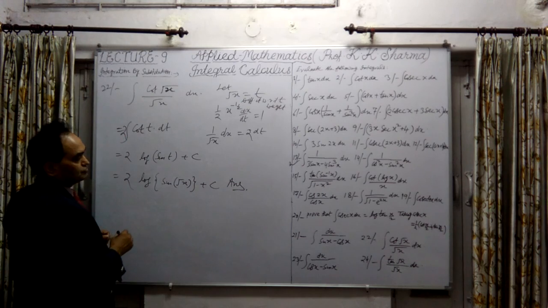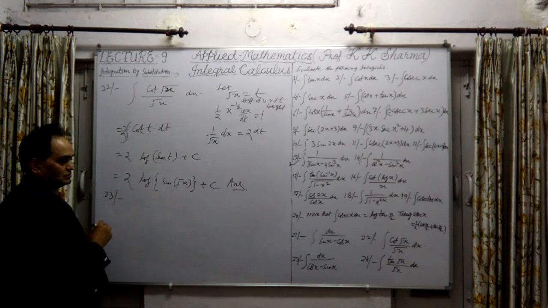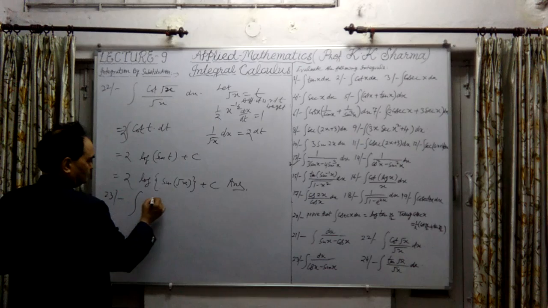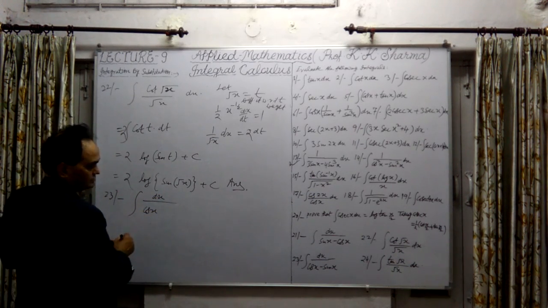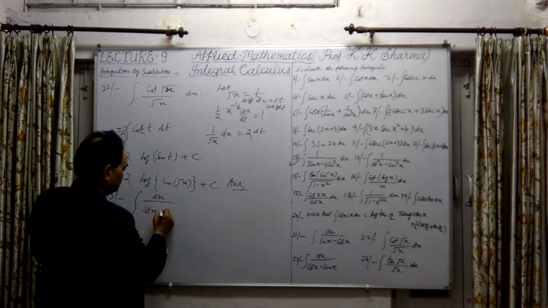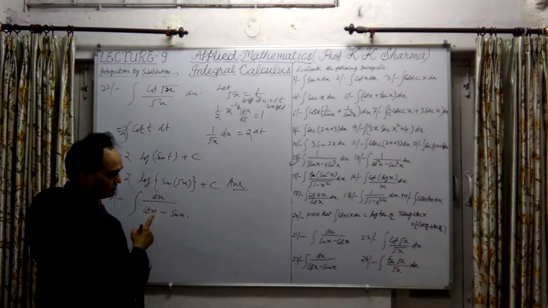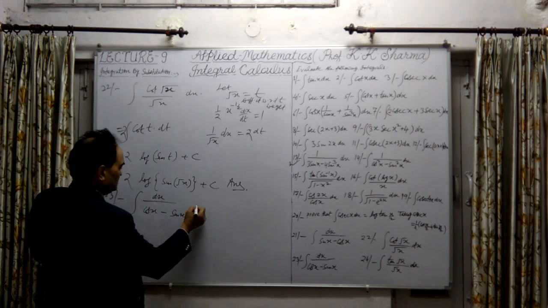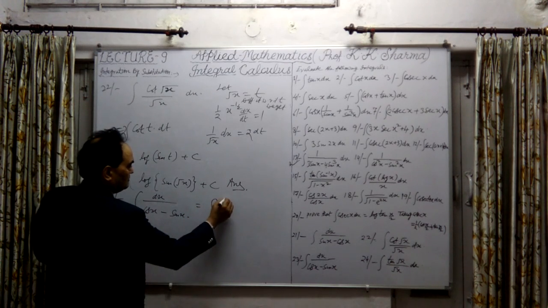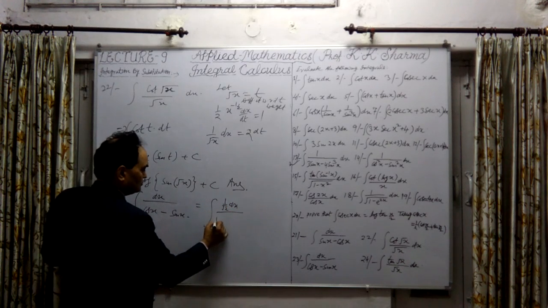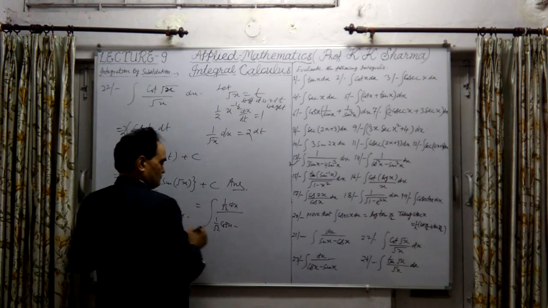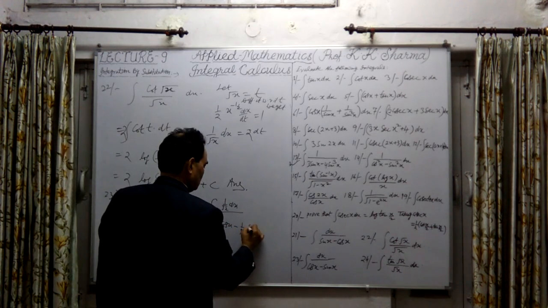Let me take the 23rd question. Question number 23 is the integral of dx upon cos x minus sin x. Now if I multiply by 1 upon root 2 in the numerator and denominator, again in the same type of question, this is 1 upon root 2 into cos x minus 1 upon root 2 into sin x.